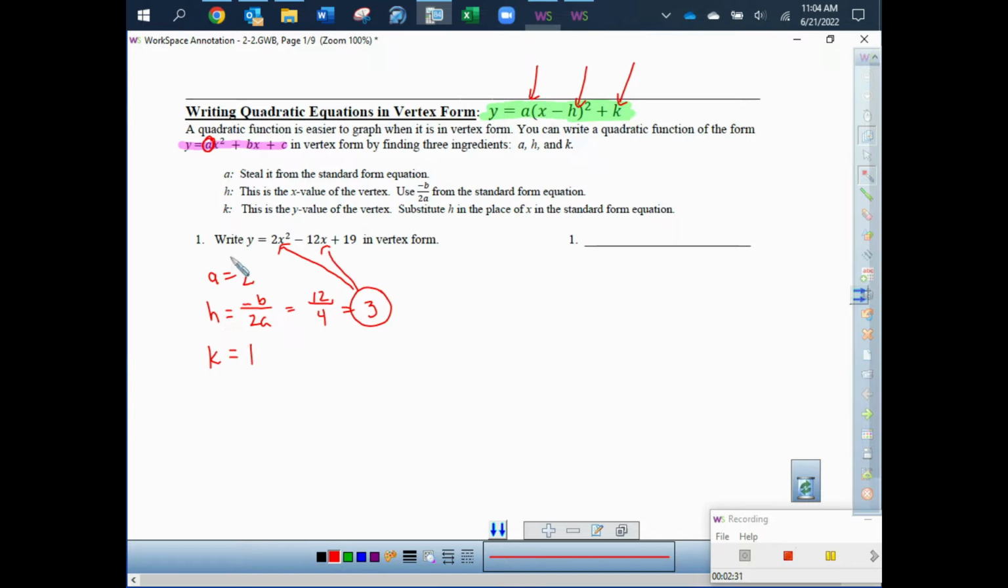So I now take these 3 nuggets and put them into this formula. Y equals a is 2. I've got the quantity of x minus h, which is 3, that has to get squared, plus 1. Boom. This parabola and this parabola are the same thing. This is in standard form. This is in vertex form.